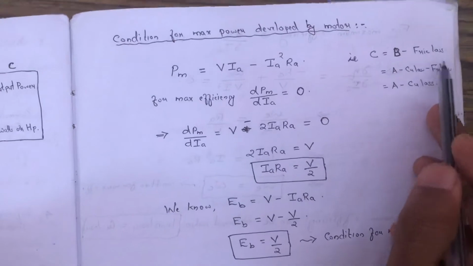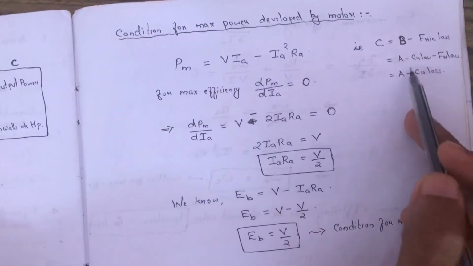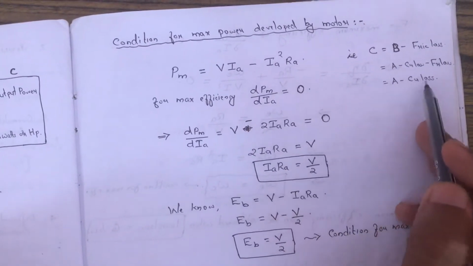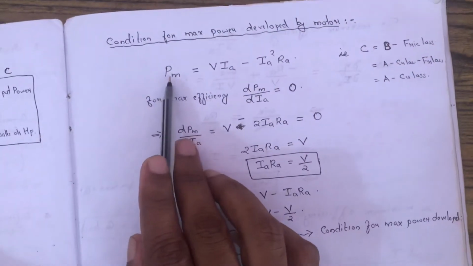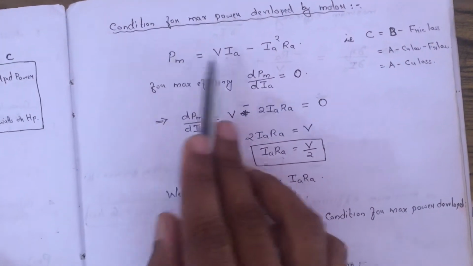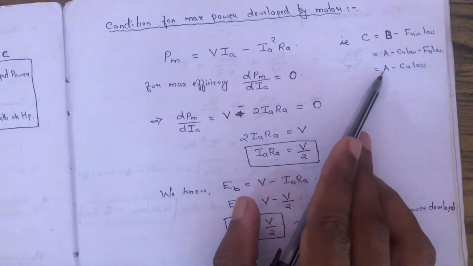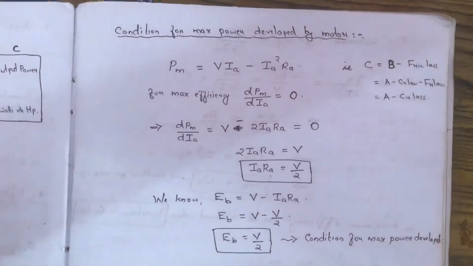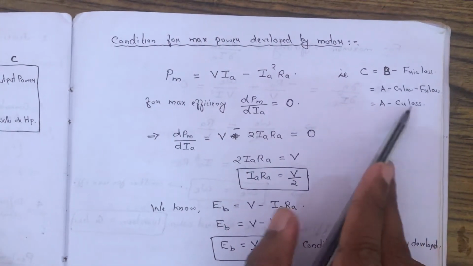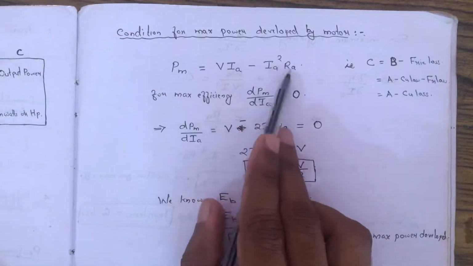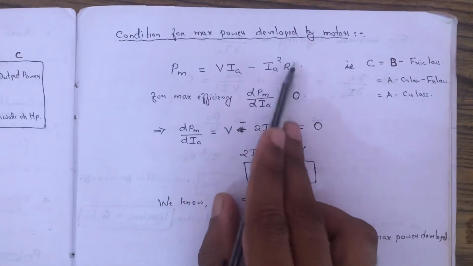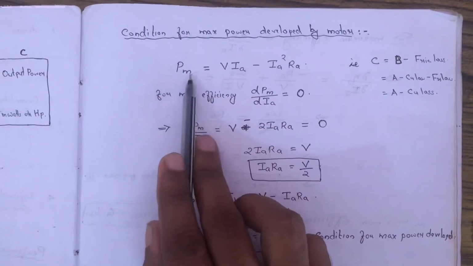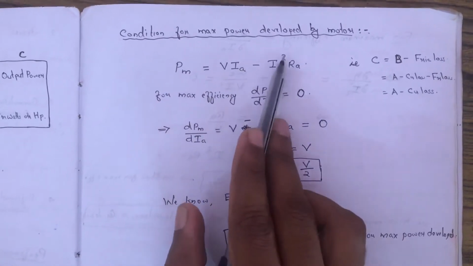If we neglect the friction, that is, taking only the electrical part, then the output is equal to A minus copper loss. So mechanical power is equal to the input power V into IA minus the copper loss, I_A square R_A. We are considering only the copper loss due to armature resistance. So this is the equation: Pm, our mechanical output power, is equal to V IA minus IA square RA.